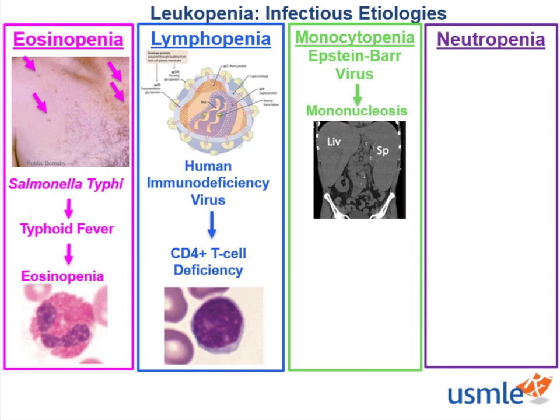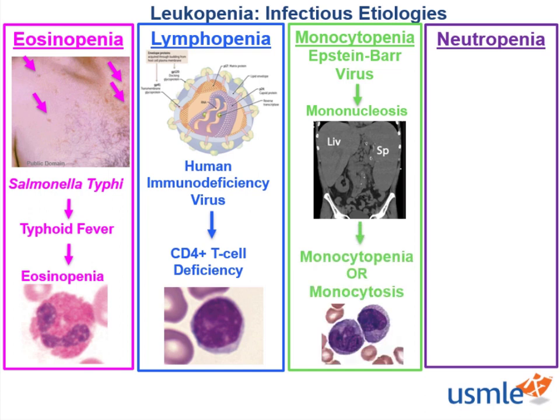This image should show you why people who get mononucleosis should avoid contact sports due to the risk of splenic rupture. Just look how big that spleen is. Importantly, EBV can lead to monocytopenia or monocytosis. Before moving on, I want to clear up some terminology.